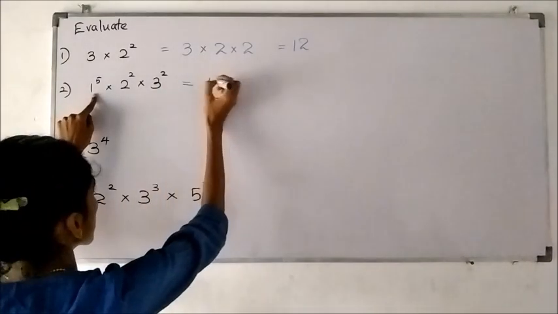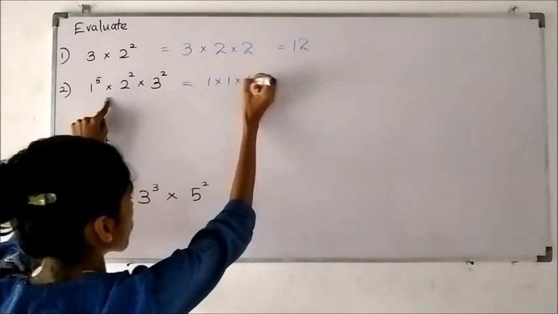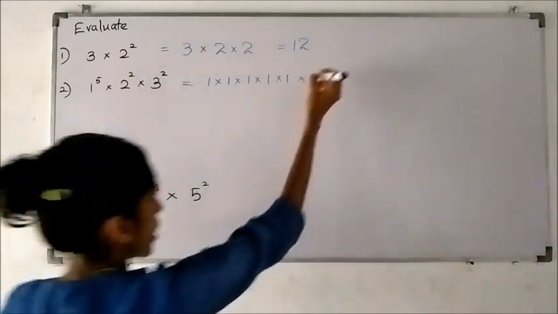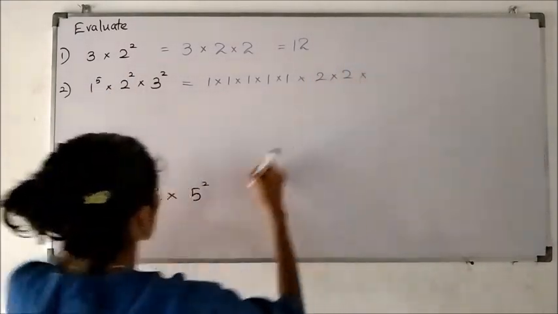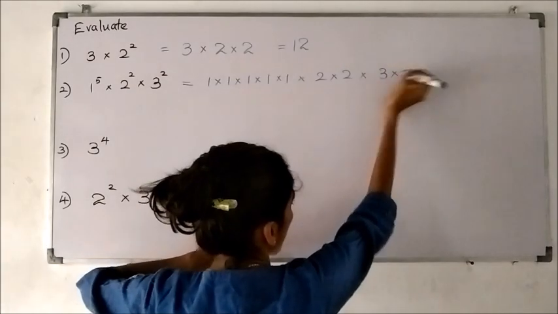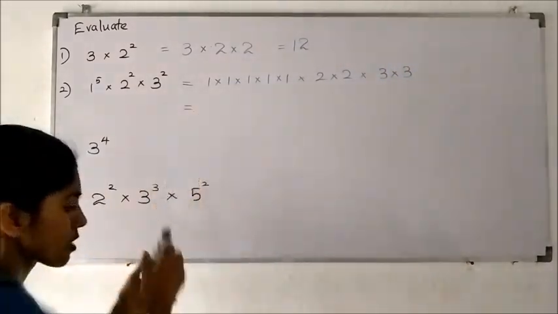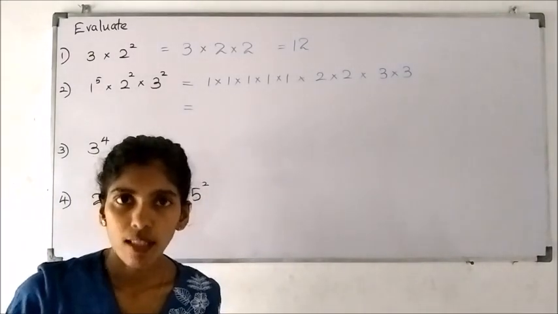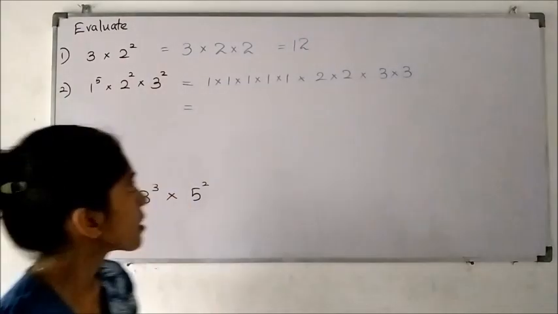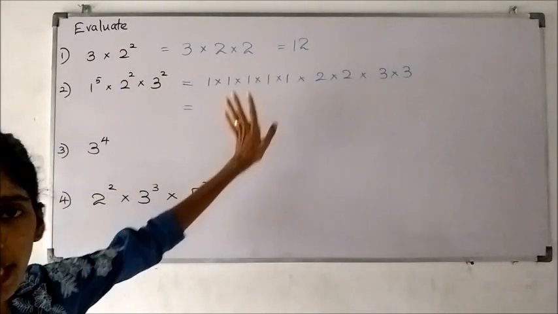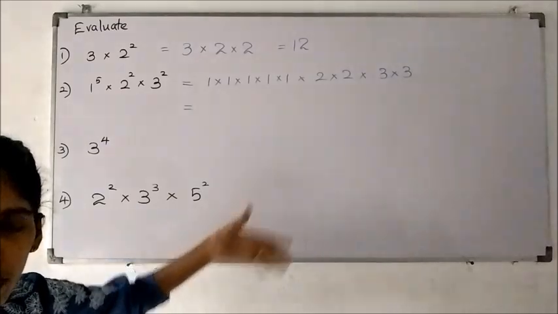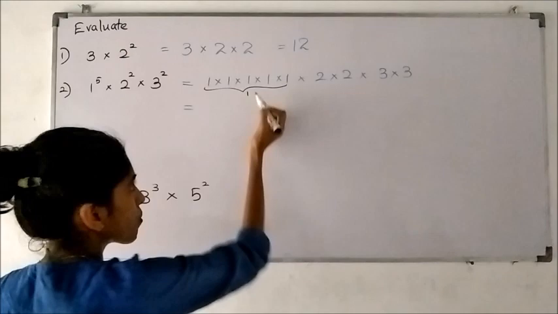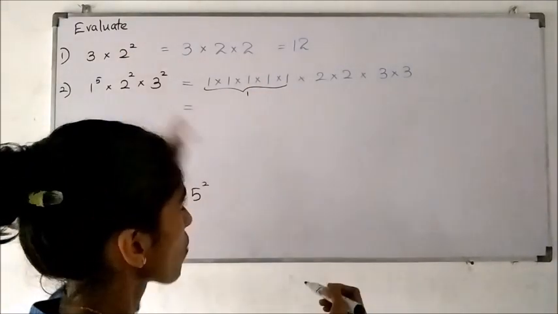Next, this example. 1 to the power 5, that means 1 should be repeated 5 times. Now 2 squared, 2 multiply 2. 3 squared, 3 multiply 3. Now children, here you should remember, when we multiply 1 by itself, we get the result as 1 only. It doesn't matter how many times you multiplied 1 by itself, the result is 1 only. So from these we get only 1. Forget about this one for a moment.